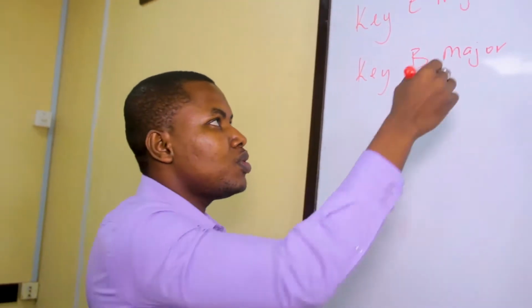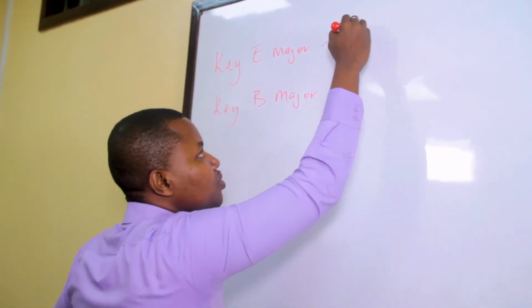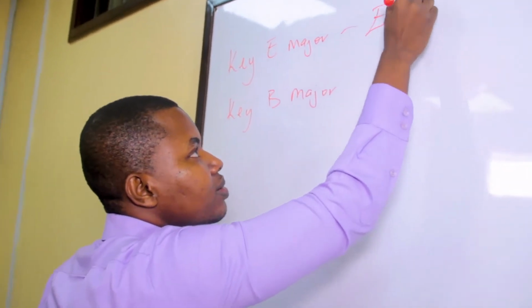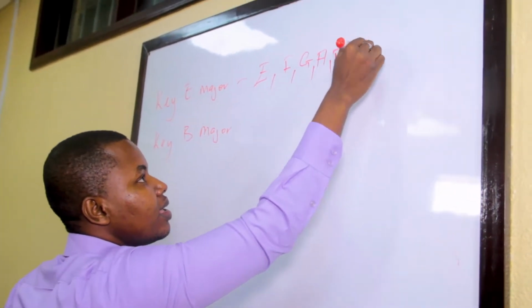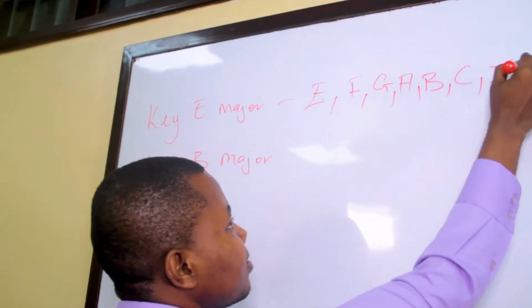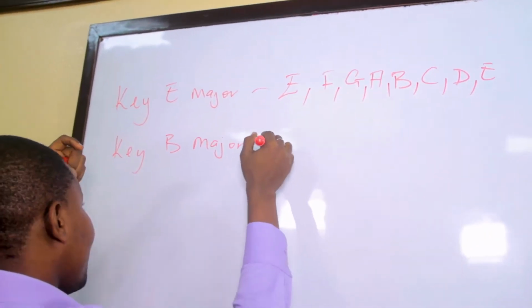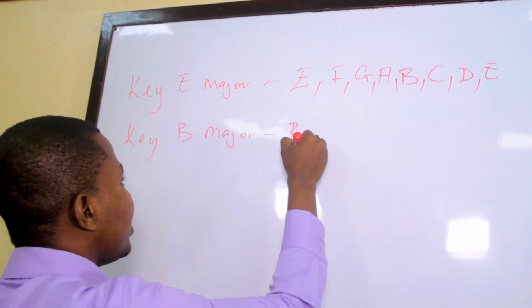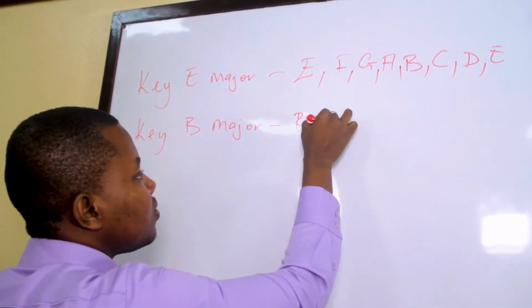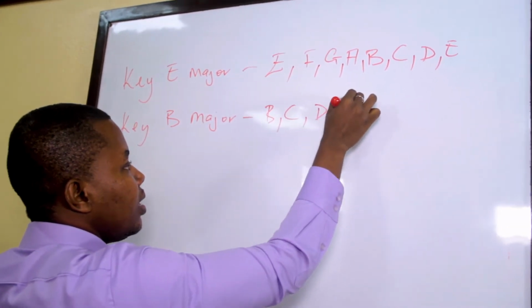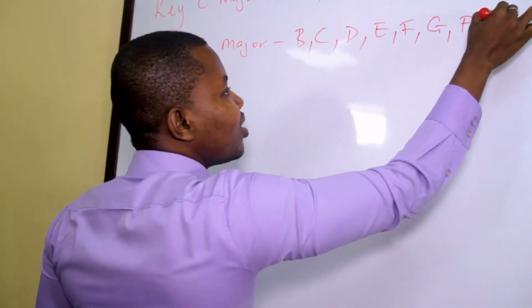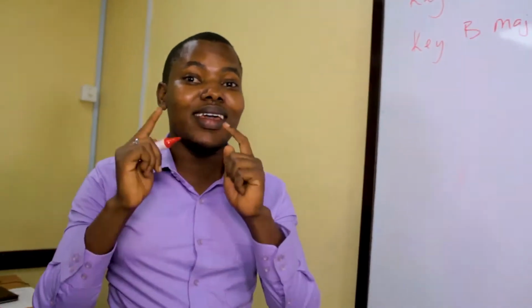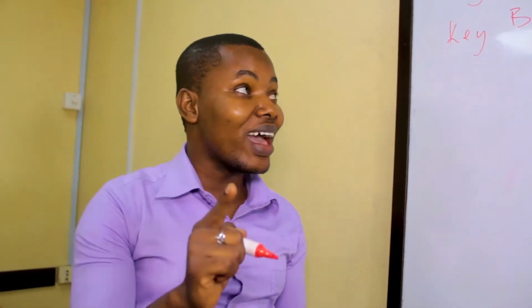Remember, we did the major keys. We talked about the E major, the octave. We said E, F, G, A, B, C, D, and E itself. Remember? And the B major: B, C, D, E, F, G, A, B. Now, I hope you had it right. The assignment, I hope you got it right.